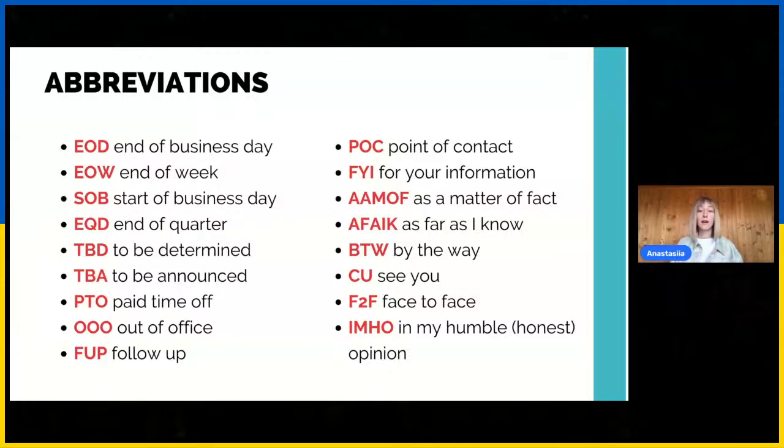Or one more example, FYI: today our developer is on sick leave. It means for your information, I want to inform you that, by the way, this person is on sick leave. And probably one more for you: we still haven't figured out what to do with this task. So it's TBD, which means to be determined. It means we need more time to figure out how to answer, or how to be more precise with some problem or task. Let's imagine the situation like this.